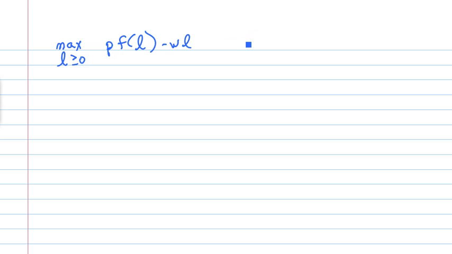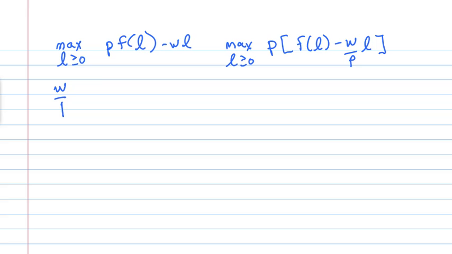And all I'm going to do is rewrite this by factoring out the P as maximize over L non-negative. Here is the P I'm factoring out. Then I have f of L minus W over P L. And it turns out, because P is just an external constant, remember it's a parameter, maximizing the thing in the square brackets is the same as maximizing the original function. The expression W over P we call the real wage.